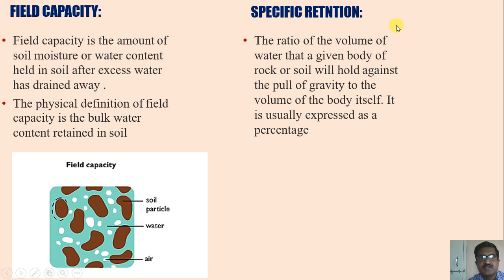Specific retention. The ratio of the volume of water that a given body of rock or soil will hold against the pull of gravity to the volume of the body itself. It is usually expressed as a percentage.